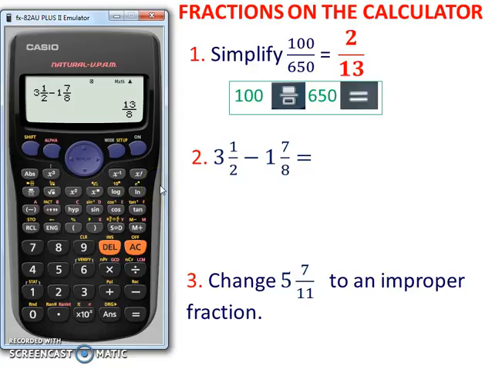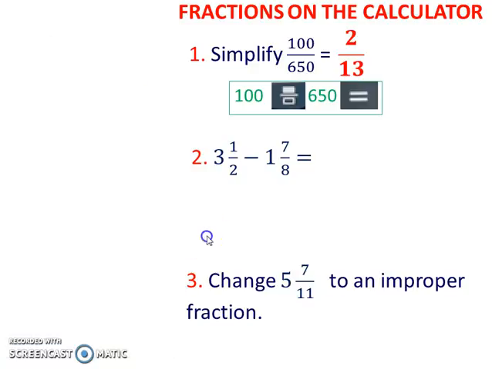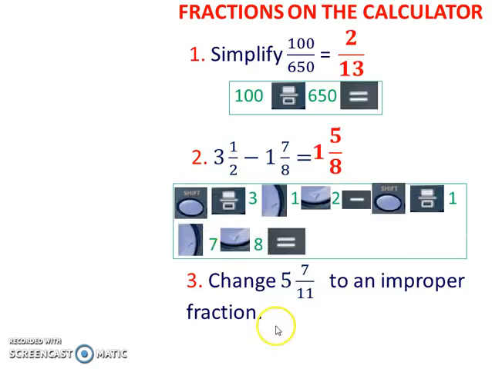Now this is an improper fraction. We usually don't write our answers in an improper fraction form unless asked for it. So what I can do is I can press my shift button and see above here it's got A B over C to D over C. It changes from improper fraction to mixed numeral and vice versa. So I hit that button and now it puts it in my form of 1 and 5 over 8. So they're the buttons that we've pressed to get that.